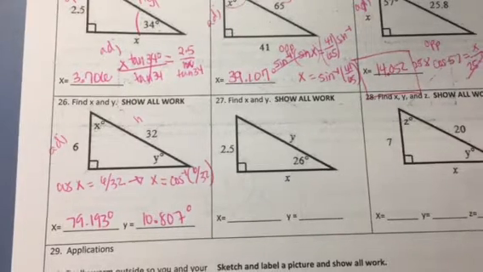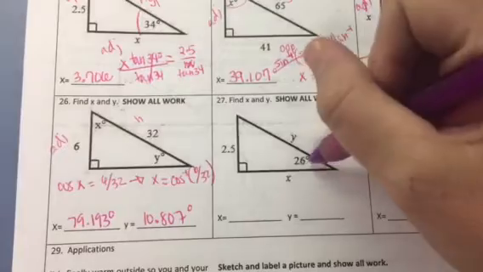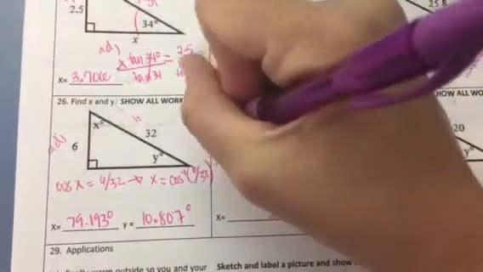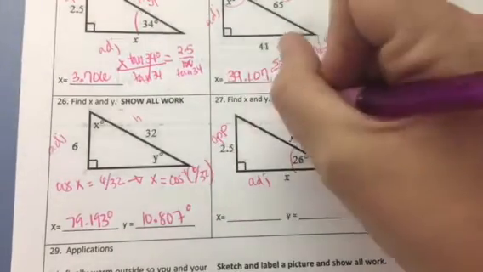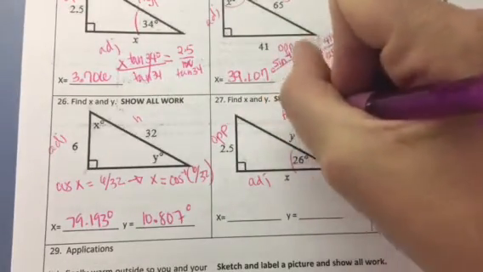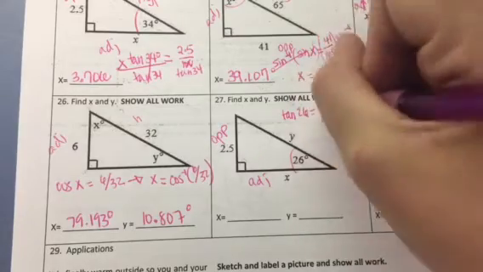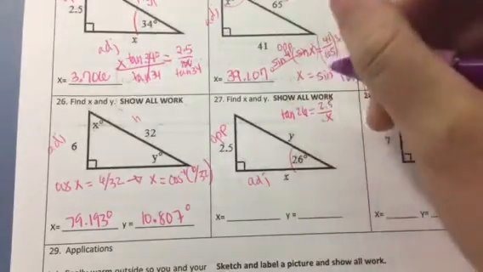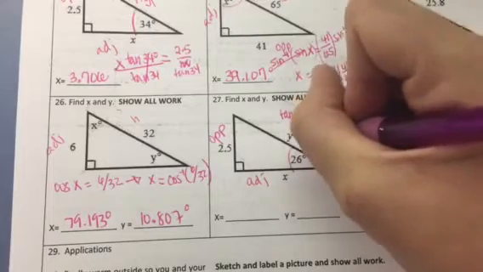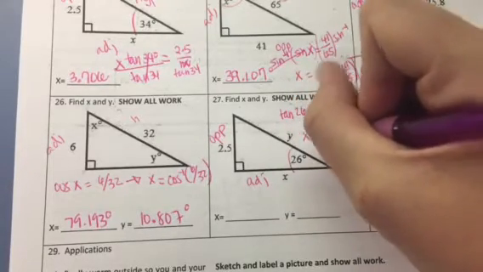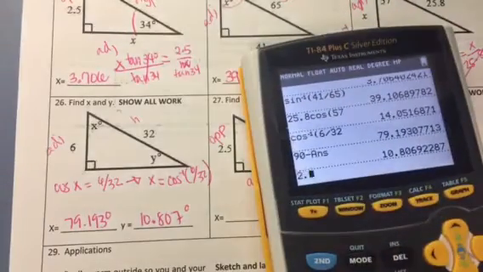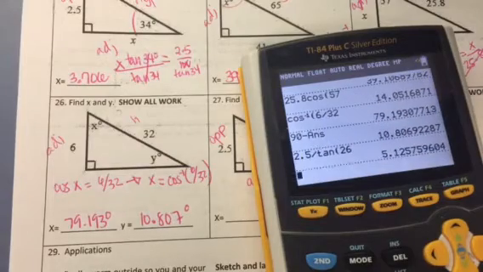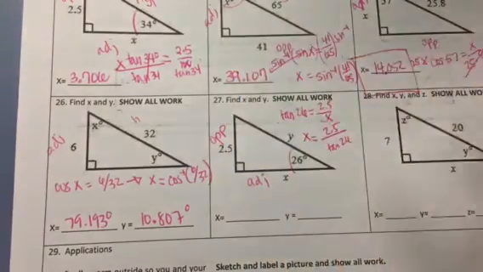All right, 27, we're also finding an x and a y. This time they are both sides. So I am given this angle. This is my opposite. X is my adjacent. I'm going to go ahead and use tangent. So the tangent of 26 equals 2.5 over x. Multiply both sides by x, divide by tangent of 26. We get x equals 2.5 divided by the tangent of 26. All right, so in our calculator, 2.5 divided by tan 26, 5.126.